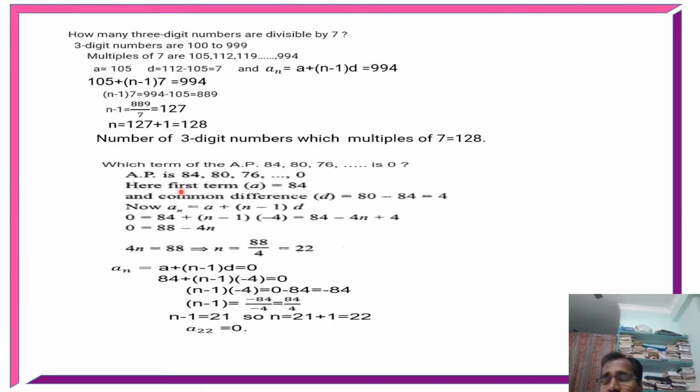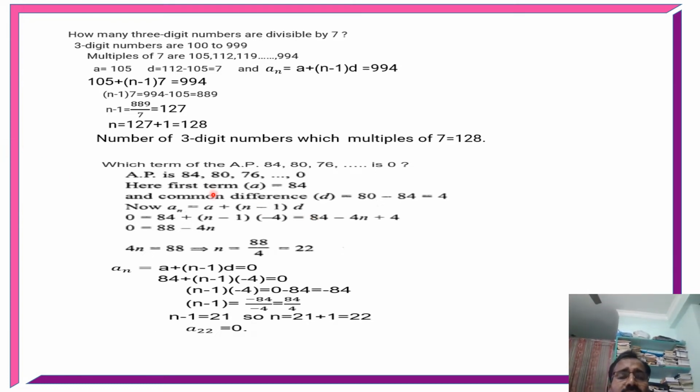Similarly, one more application of arithmetic progression. Which term of the AP 84, 80, 76, and so on is 0? Sometimes the term may not exist if n is not a natural number, so let us check whether it is a natural number or not. According to the given AP, a is 84. The common difference is 80 minus 84, which is minus 4.